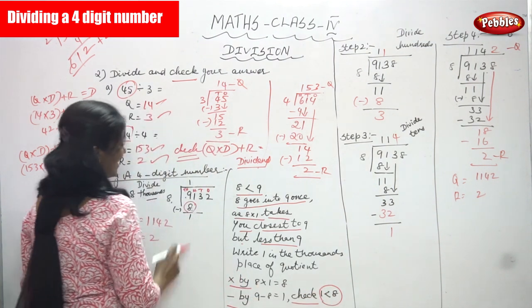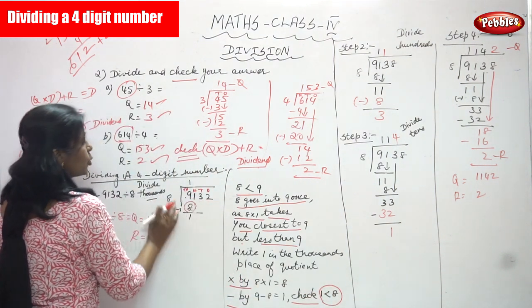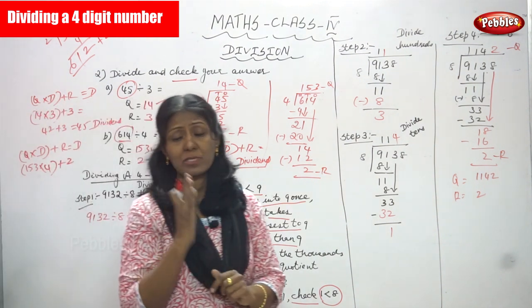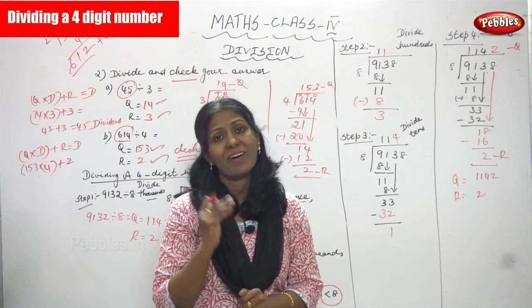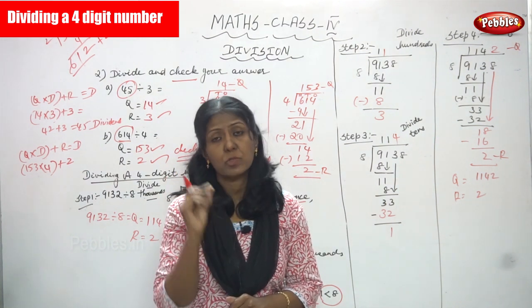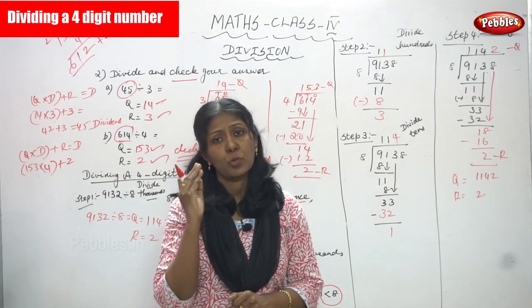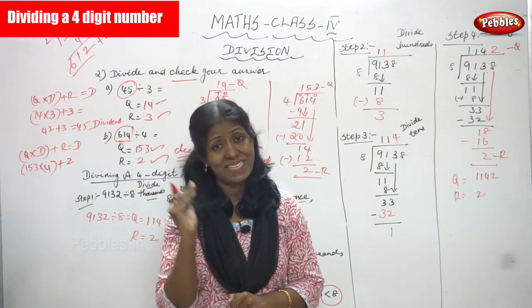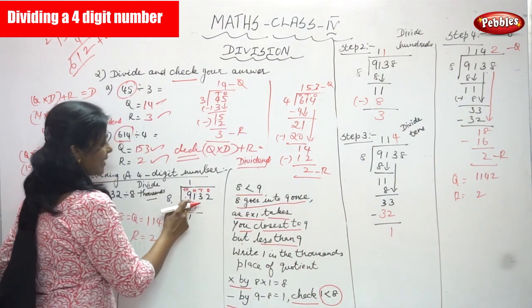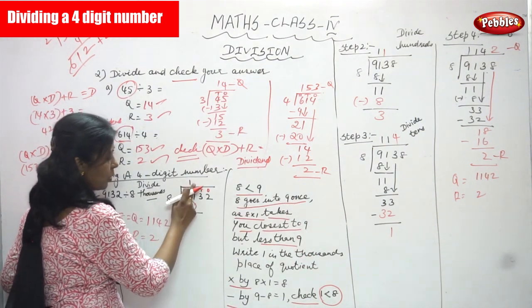I'll repeat once again, 9132 is divided by 8. First I have to start with the 1000 place. What is the number in the 1000 place? 9. So 9 is divided by 8. 8 is less than 9, or 9 is greater than 8. So I have to divide 9 by 8. 8 into 1, you can get 8.